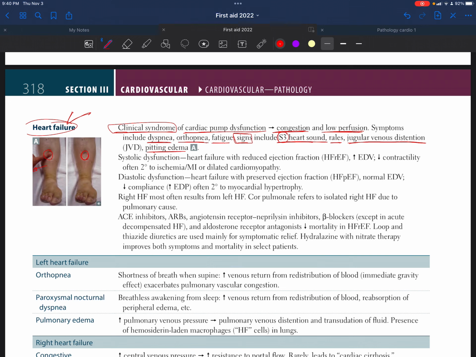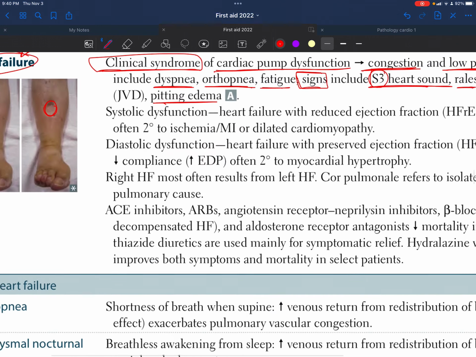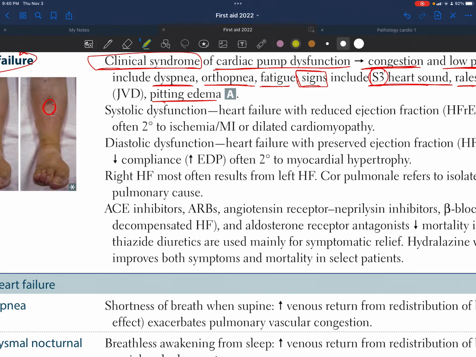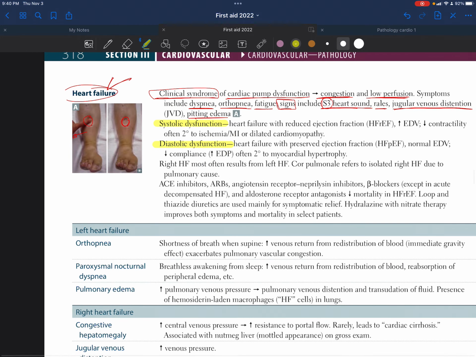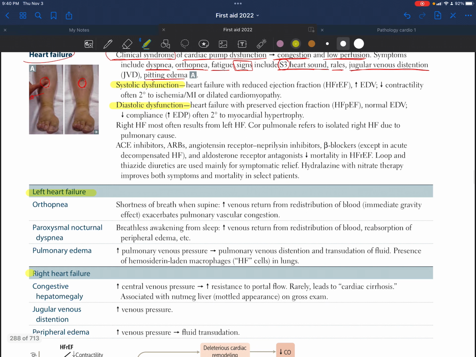Regarding function, what is the problematic function? It may be divided into systolic dysfunction and diastolic dysfunction. But regarding the site of the main problem, it may be due to left heart failure or right heart failure. There are other classifications, but what is mentioned here is systolic dysfunction, diastolic dysfunction, and left heart failure and right heart failure.